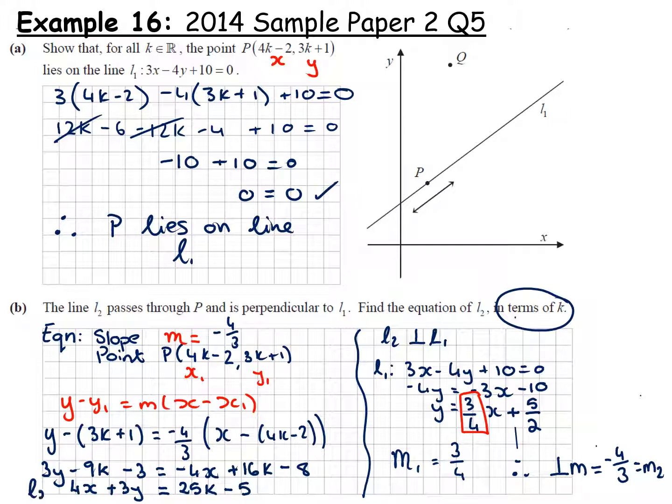equation of L2. Now, they didn't give us a particular form to have it, so if you had that 25k minus 5 on the other side and your signs were different, that's absolutely perfect. If you have x's on one side and y's on the other, again, once your signs are all lined up, absolutely no problem at all.